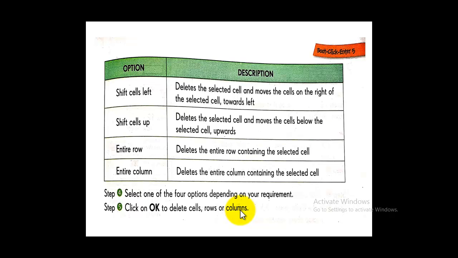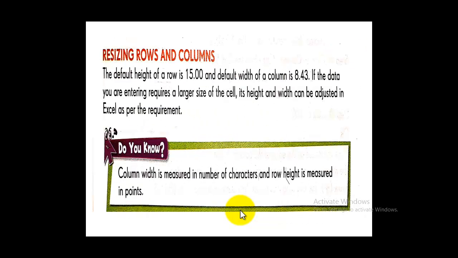Now after inserting and deleting cells, rows and columns, let's see how we can resize rows and columns. By default the height of a row is 15.00, and the default width of a column is 8.43. If the data you are entering requires a larger cell, its height and width can be adjusted in Excel as per the requirement.